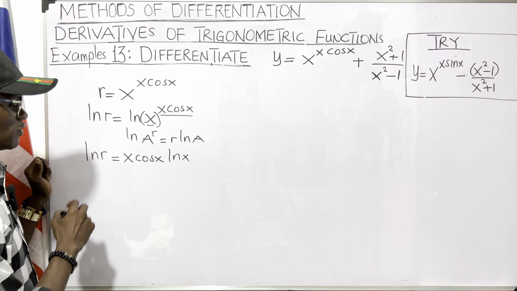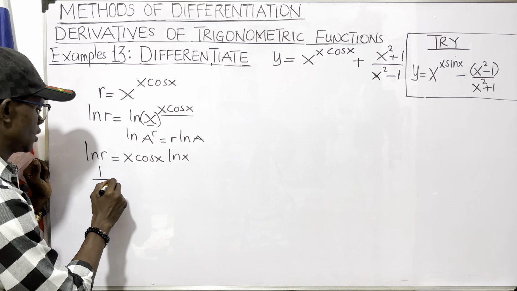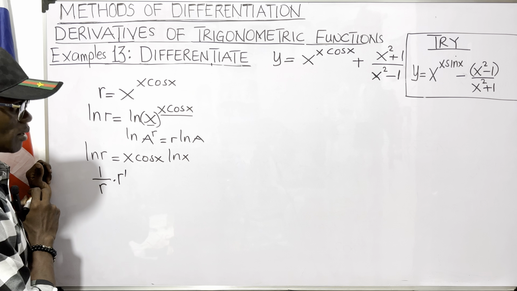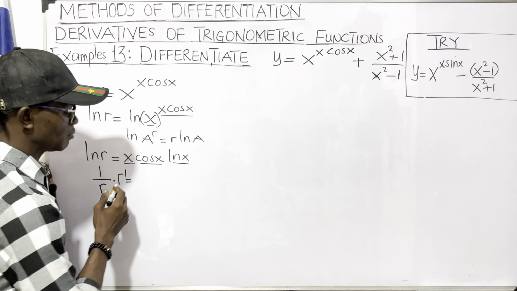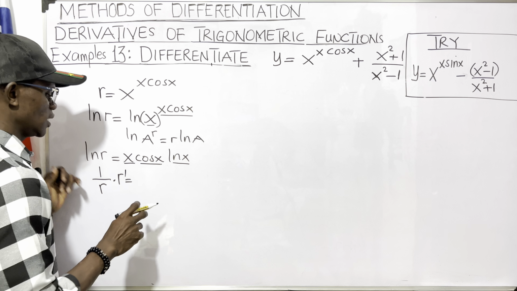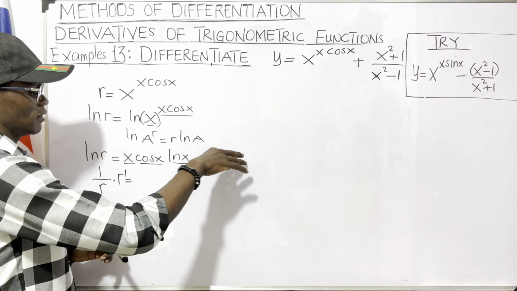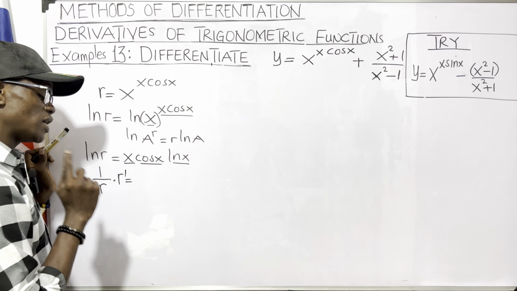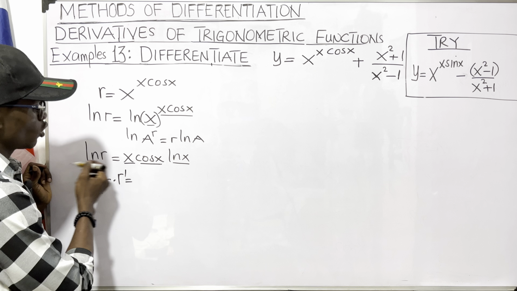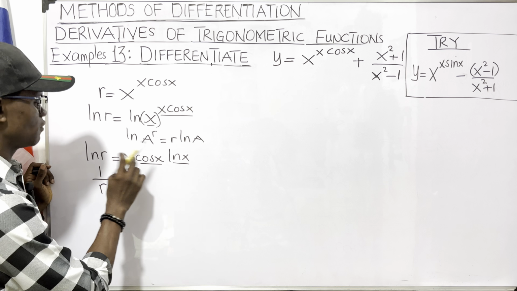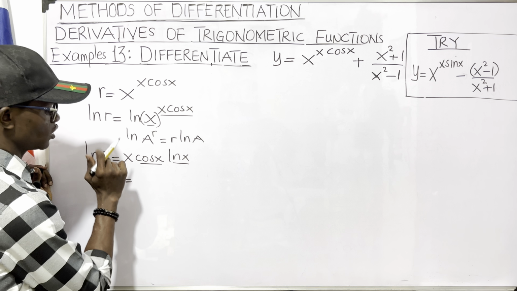So what do we do now? Differentiate both sides. The derivative of ln r is 1 over r times the derivative of r, which is just r prime. Now here we have 3 different functions being multiplied by each other, so we need to apply the product rule. It doesn't matter how many factors are being expressed. The major thing is that you must differentiate them one at a time. You can hold 2 factors and differentiate the other. So we can hold these 2 and differentiate x. The derivative of x is just 1.